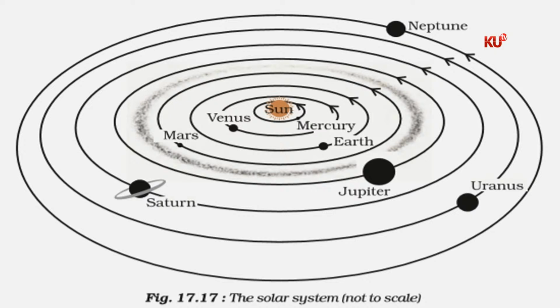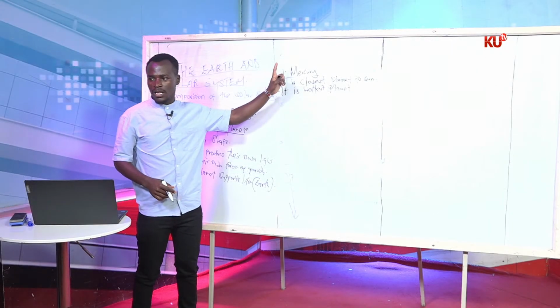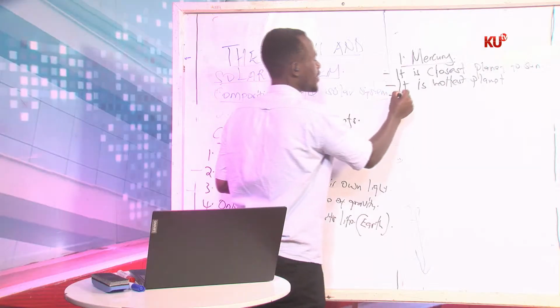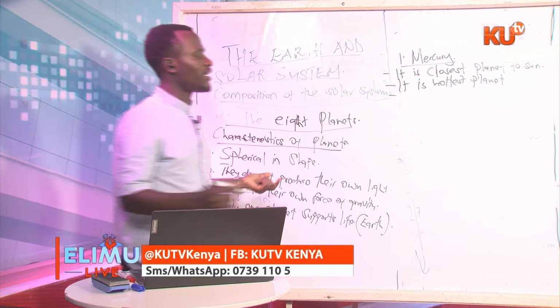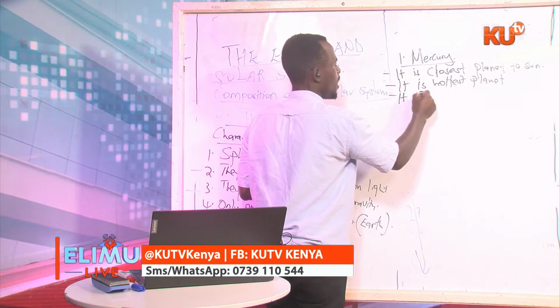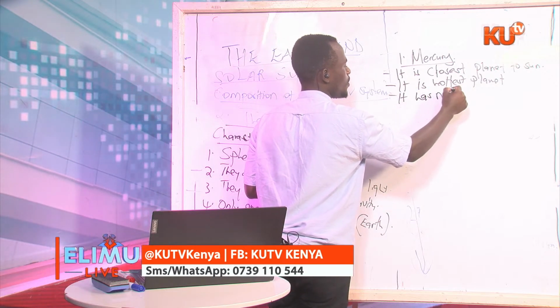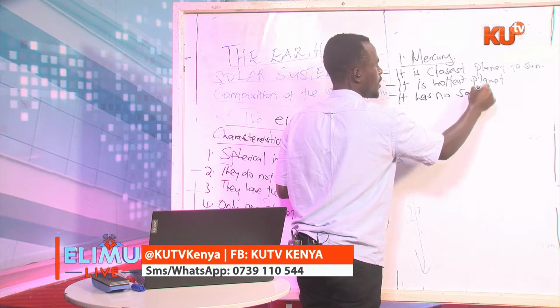Characteristic number 2, it is the hottest planet. Why is it the hottest planet? It is because it is close to the sun. Characteristic number 3, it has no satellite.